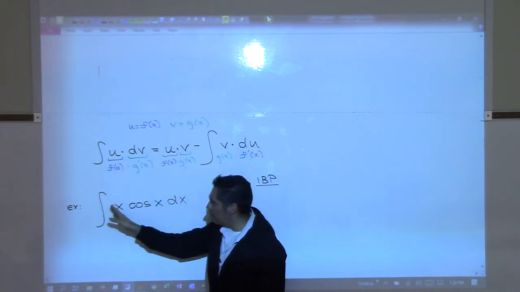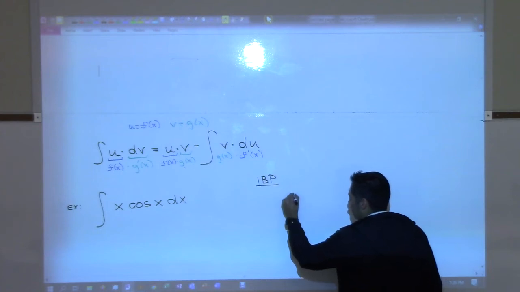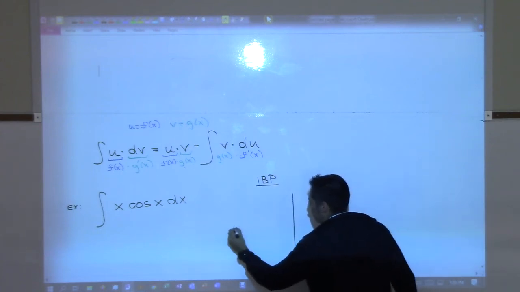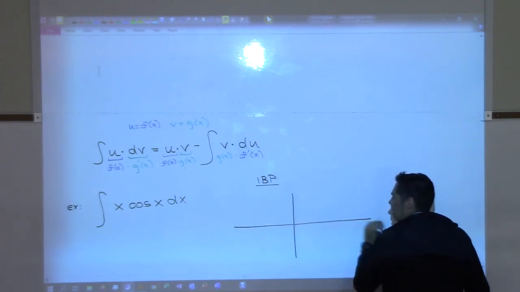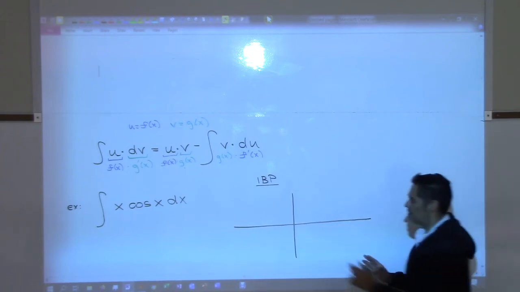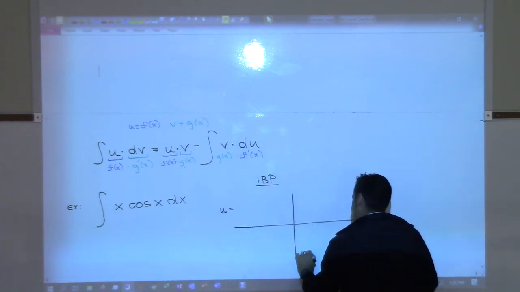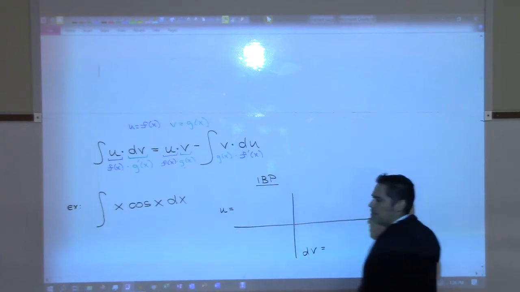Or which one's going to be the f of x and which one's going to be the derivative of g. So I do it this way. There's many different ways to teach integration by parts. It's the way I do it. I always make a table. And in this table, in the top left, I put u, and in the bottom right, I put dv. Okay, that's where I'm going to start.